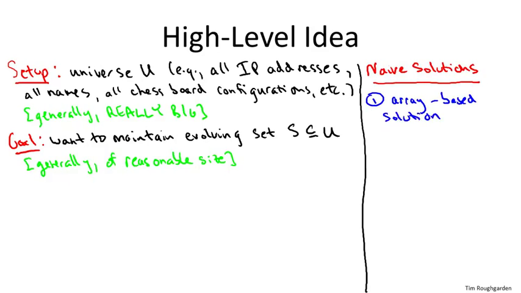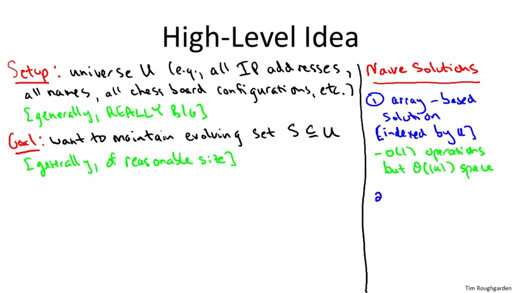The good news is of course it's an array and it supports fast random access, so you can access any position in constant time. So if you have an array-based solution indexed by all the elements of your universe, you can do constant time insert, delete, and lookup. The bad news is the space requirement is proportional to the universe. And again, forget about being unsatisfactory. That's just literally impossible, infeasible in many applications in which you'd use hash tables.